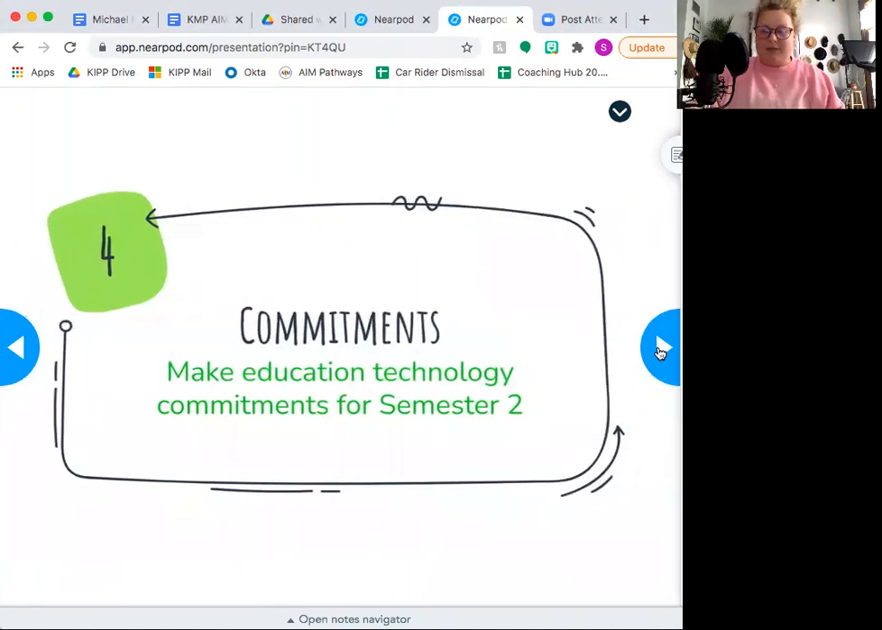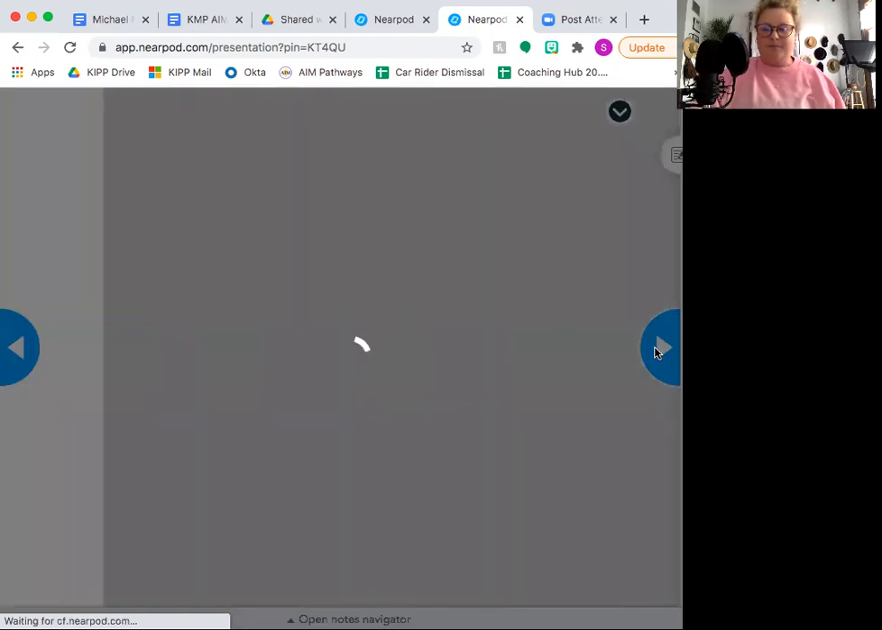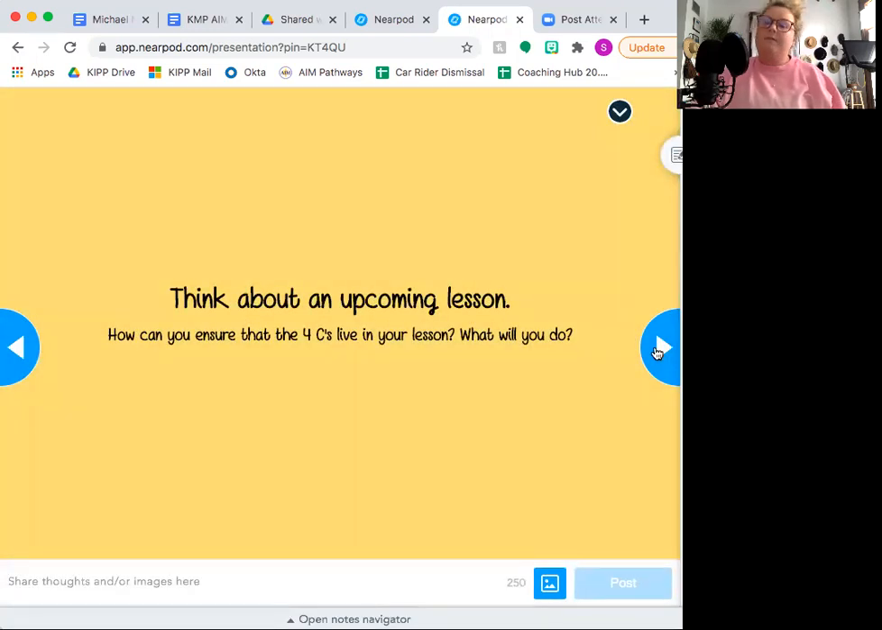As we wrap up our time together, we're going to spend the next couple minutes making commitments as we drive into semester 2. The first reflection I'd like you to have is around the 4 C's. I want you to think about an upcoming lesson. How can you ensure that the 4 C's live in your lesson? What will you do? I want you to take some time here to post 1 or 2 ways that you can make sure that the 4 C's are living.